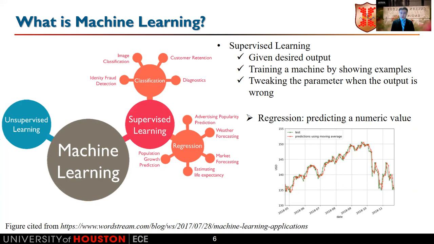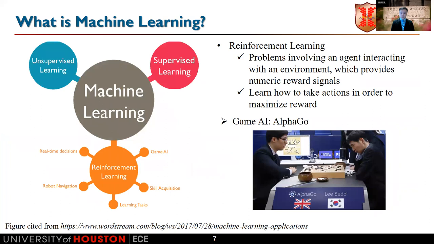And the third one is reinforcement learning. A reinforcement learning problem involves an agent interacting with the environment, which provides numeric reward signals, and the machine aims at learning an optimal policy to know which action should be taken in the current state so that a long-term reward can be maximized. Currently, most reinforcement learning related applications are in the game field. The typical one is AlphaGo, which defeats human players.